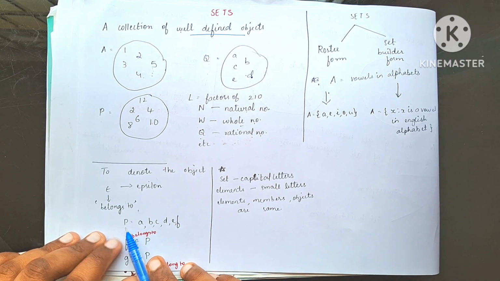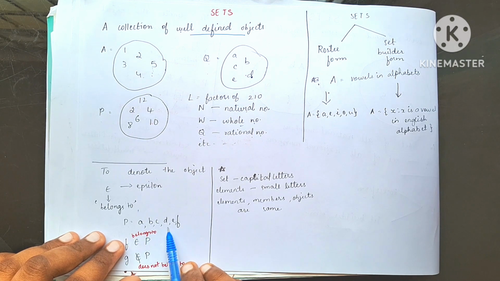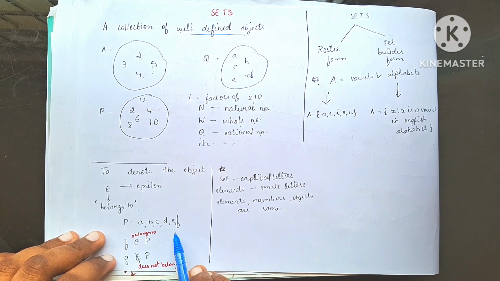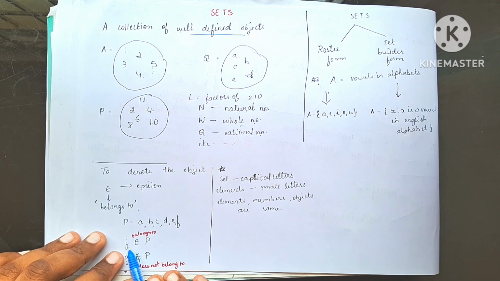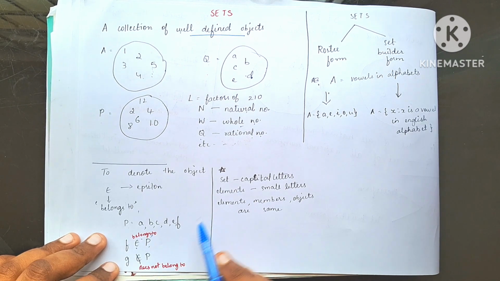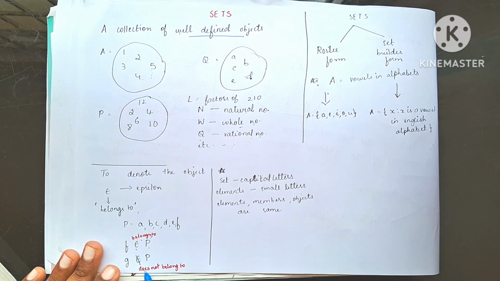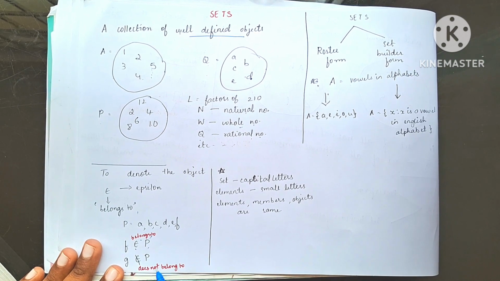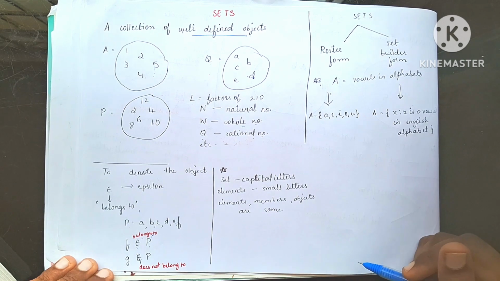For example, we have a set where P is equal to A, B, C, D, E, F. So how do I say F is in set P? I use this Greek alphabet. I just write F belongs to P. This epsilon should be read as belongs to. What if I say G? G is not there in set P. So I just strike the epsilon and read it as G does not belong to P. So this is basically how you denote an object in a set.